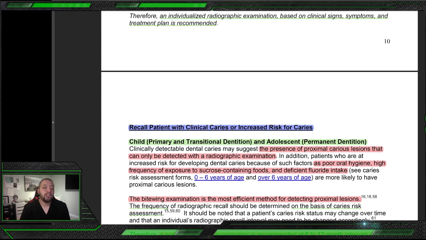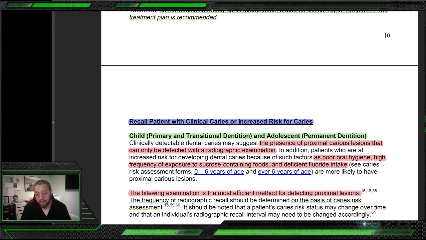Okay. For a child, as we said, 4 categories. First category, if you have a proximal caries lesion and he has more caries risk factors, like poor oral hygiene, high frequency of exposure to sucrose-containing food and deficient fluoride intake, so he is at higher risk for sure.